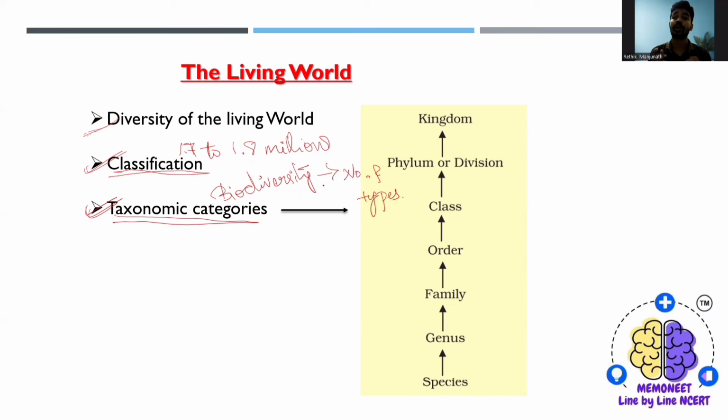So how do you name them? Obviously in a very systematic manner. The systematic manner of naming living organisms, or scientifically naming living organisms, is called nomenclature.